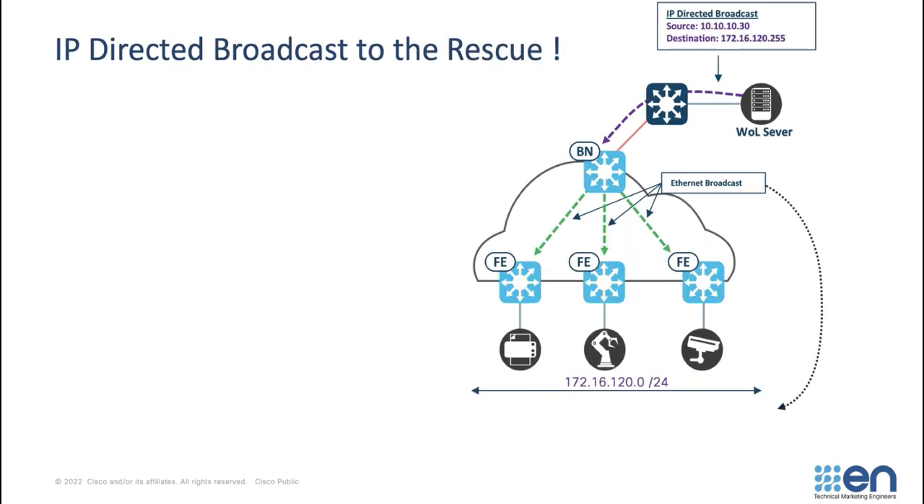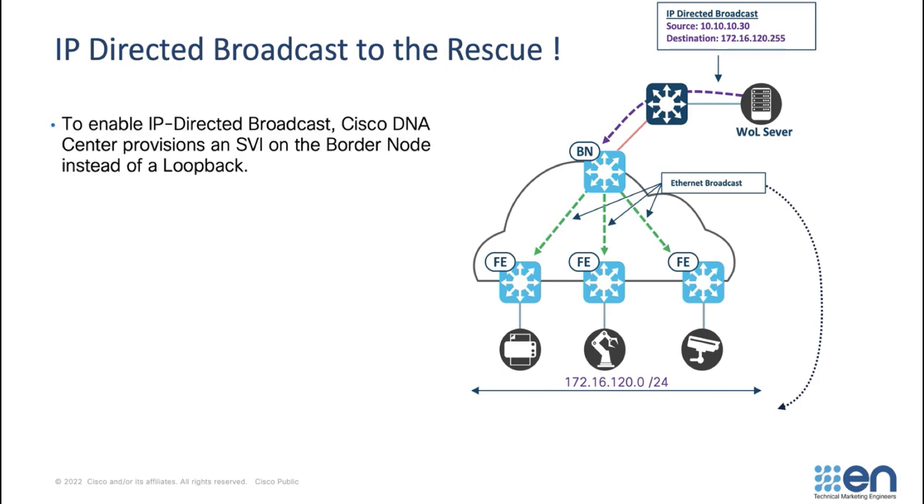In the example shown here, the server has an IP address of 10.10.10.30, but it is sending a directed broadcast to 172.16.120.255, which should hit all devices in the 172.16.120.0/24 subnet in the fabric.